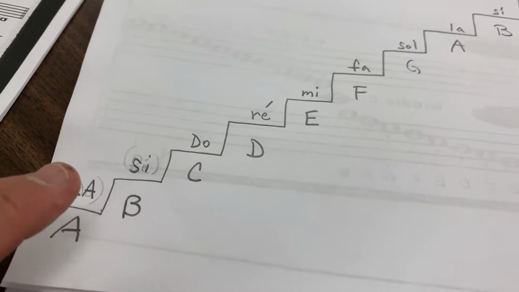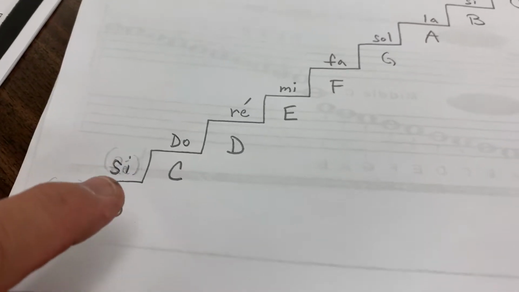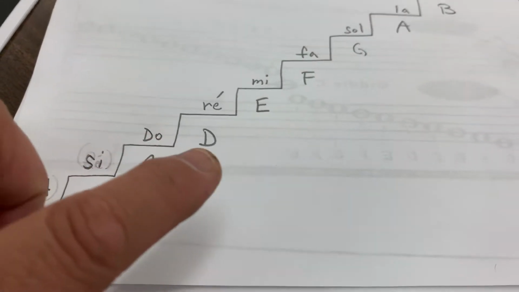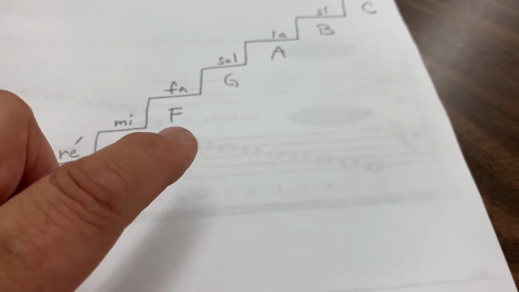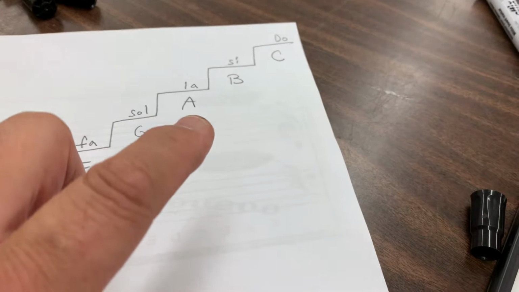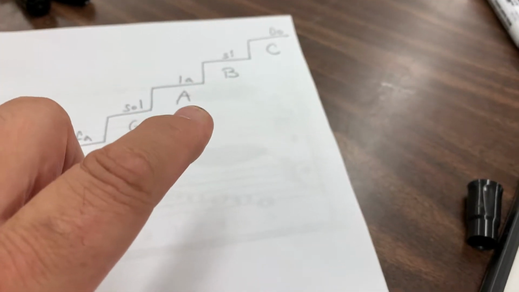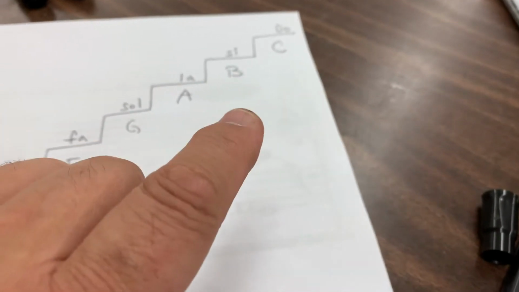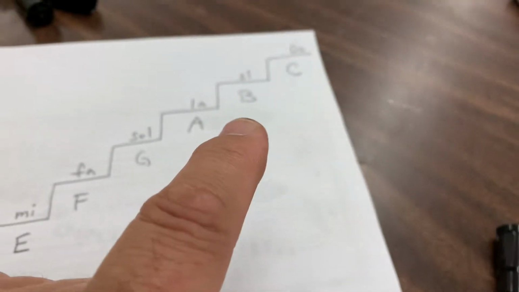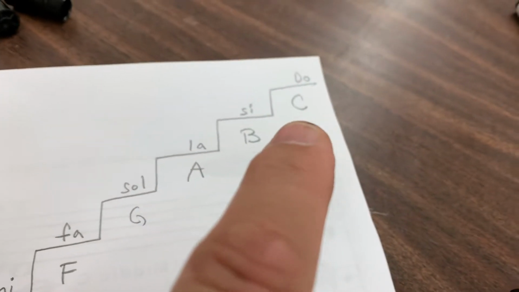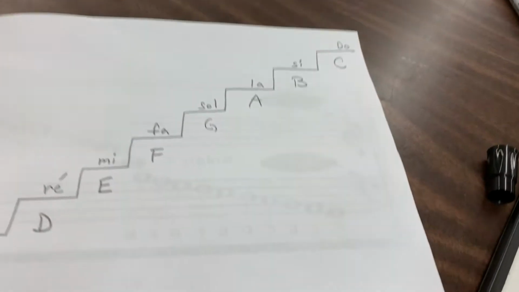A is La, B is Si, C is Do, D is Re, E is Mi, F is Fa, G is Sol, A is La. So if you remember that like that, it's very important that you know the English letters. We're in English school, so we have to know.